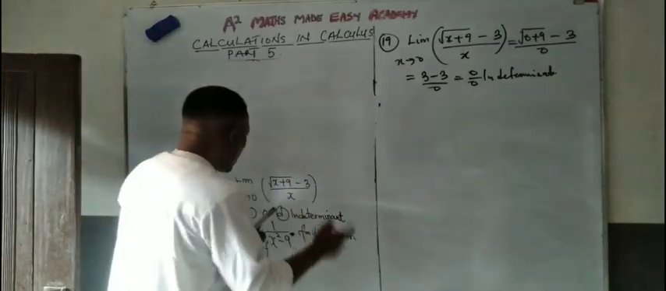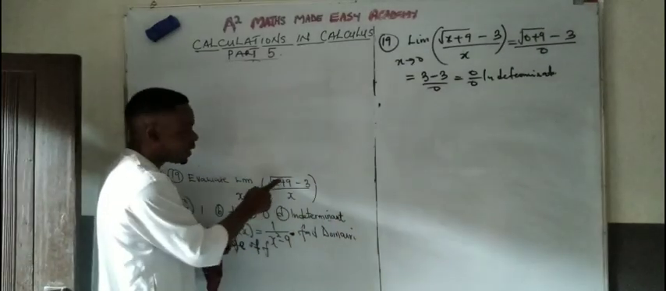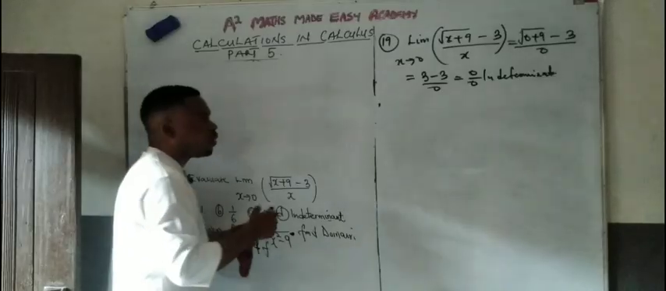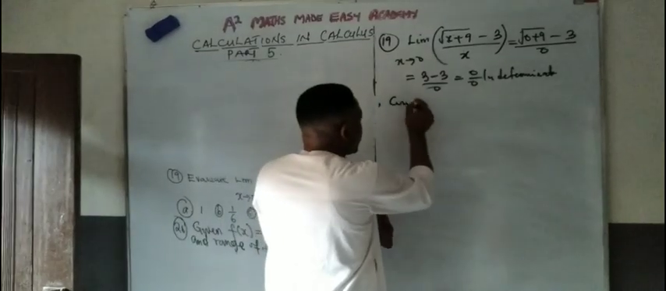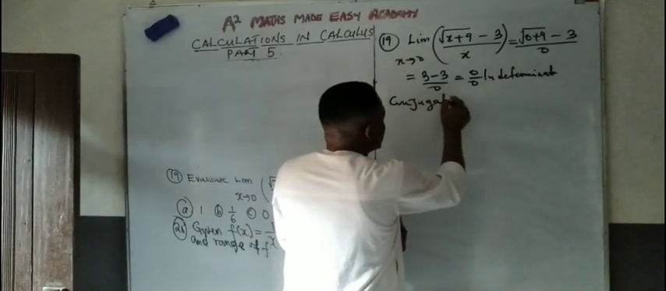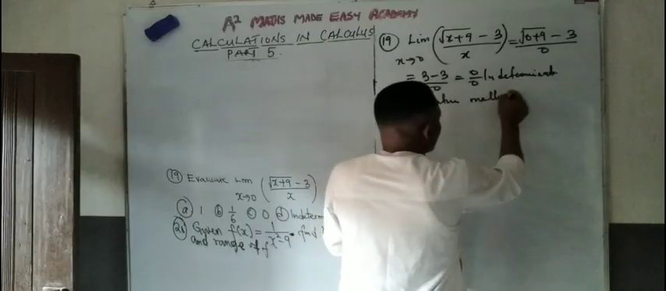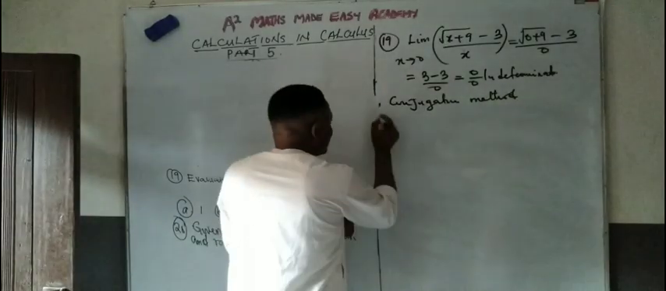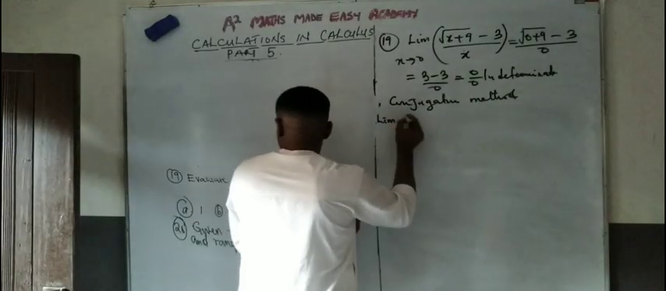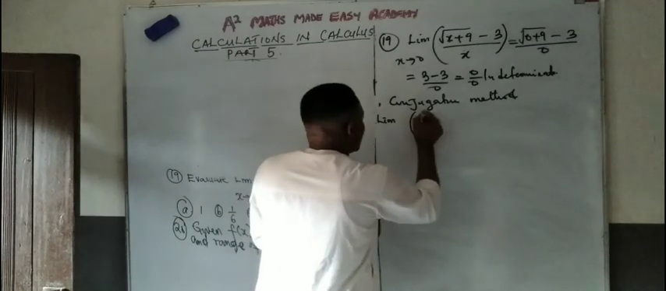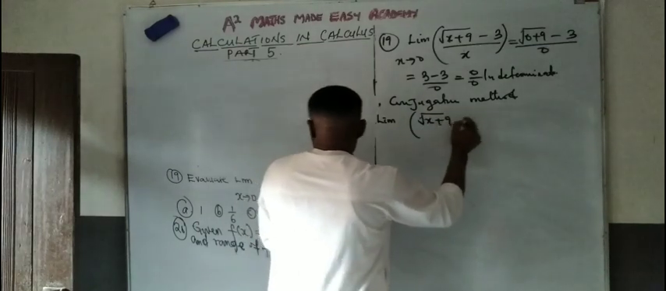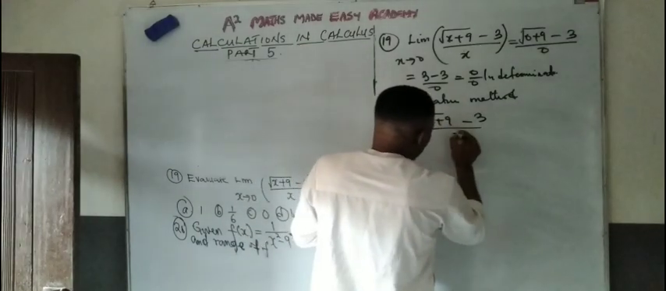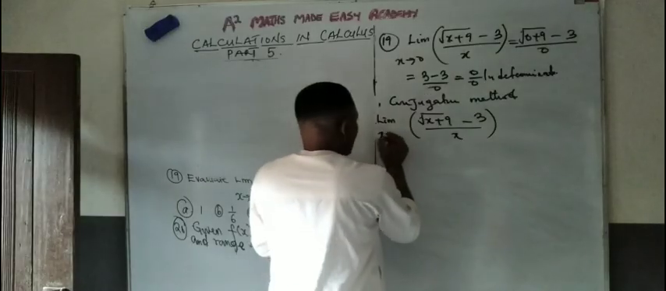But here, we are going to use the conjugation method. Do you know why? This is in a short word form. So I want to solve further using what we call the conjugation method. Are you with me now? Now let's take the question back. It is the limit of, bracket, square root of x plus 9 minus 3 all over x, as x approaches 0.